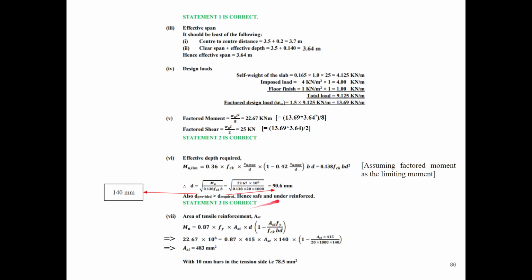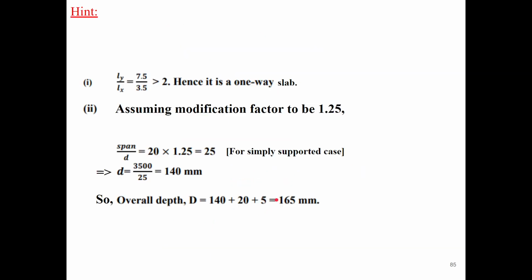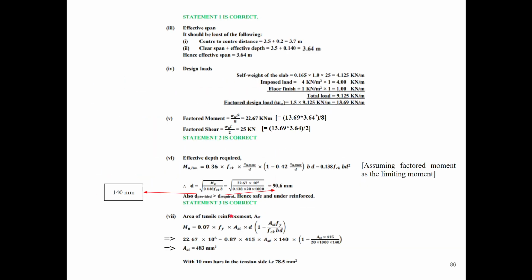But say for example the situation was such that we were bound to provide a D less than 90.6 because of some reason, which will never happen. Hypothetically, if we had to provide 90 or 85 millimeter, then we would definitely have to make the structure over reinforced so that although concrete fails, the steel is able to hold it. But that is never accepted, never desired. It is always desired to be under reinforced. So this is statement 3, that the slab is under reinforced. So it is correct.